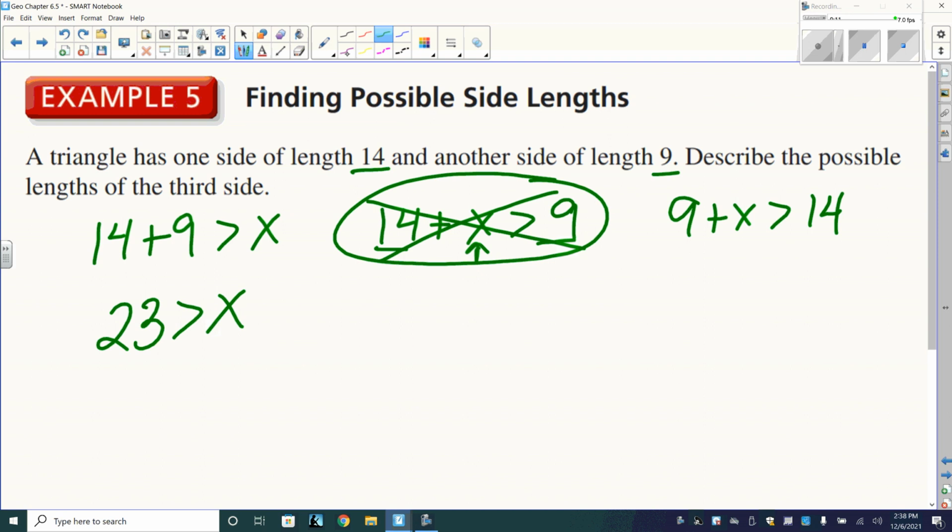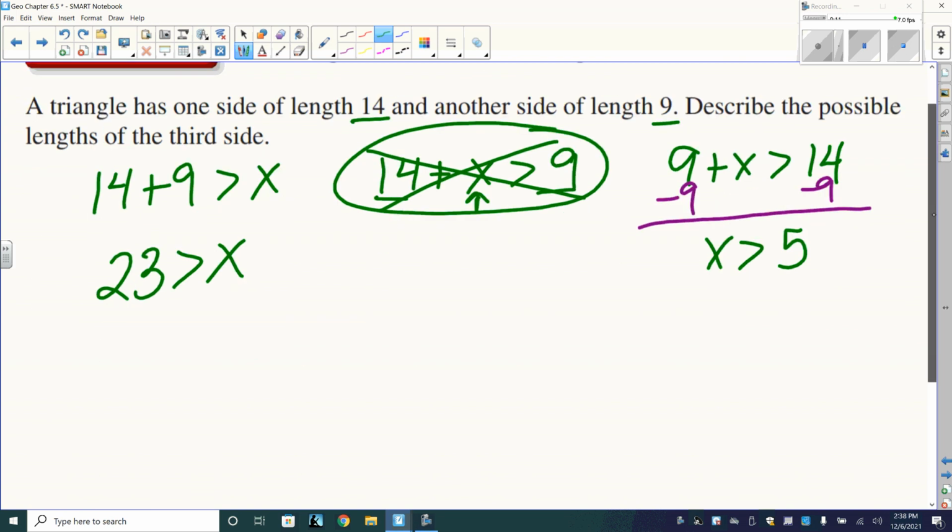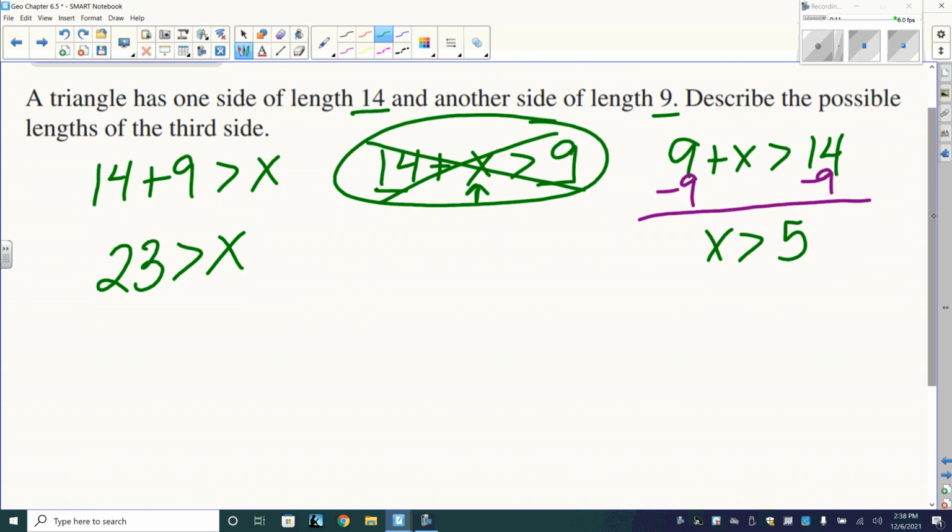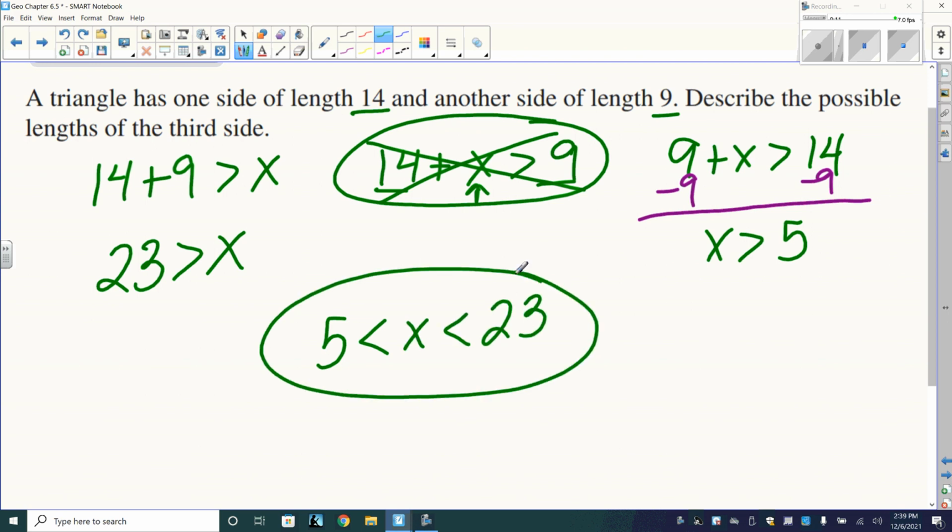Here, we do need to solve for the value of x, and we would do what? Subtract 9 from both sides, which would tell us that x is greater than 5. So if x is less than 5, we don't have a triangle. But if x is greater than 23, we don't have a triangle. So it has to be between 5 and 23. So 5 is less than x is less than 23. And that would be the length of the third side.